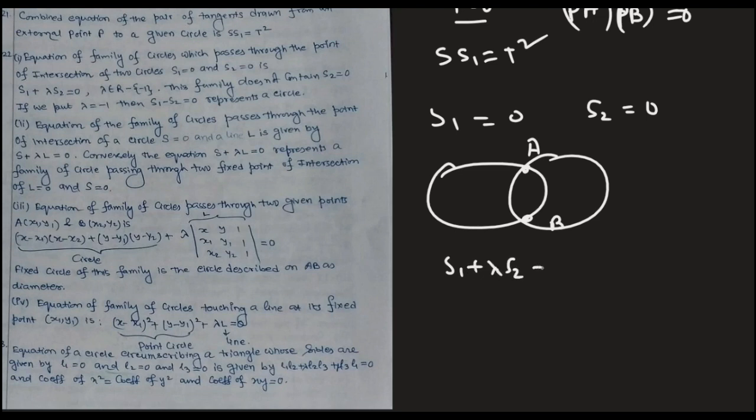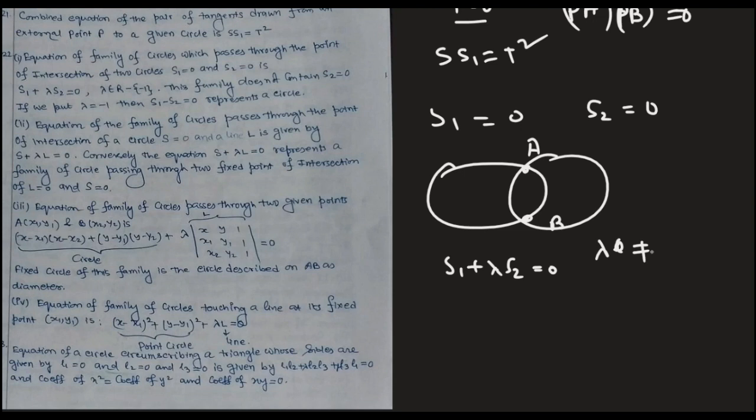But remember, this equation cannot generate S2, because whatever value of lambda you choose, if you choose 0, then S2 vanishes. So whatever value of lambda you take, you cannot find S2 as a member of this family. Except S2, all the members you are getting. So here we should write lambda cannot be equal to minus 1. Why is it not minus 1?